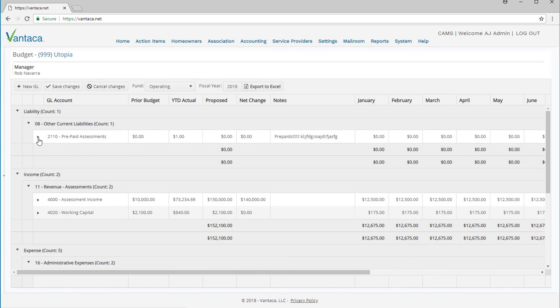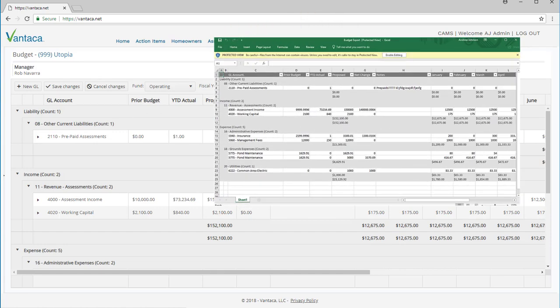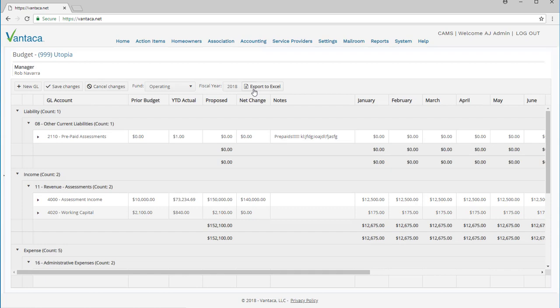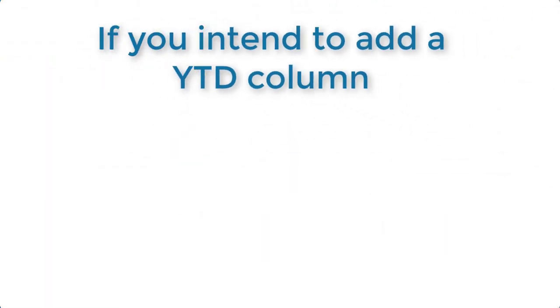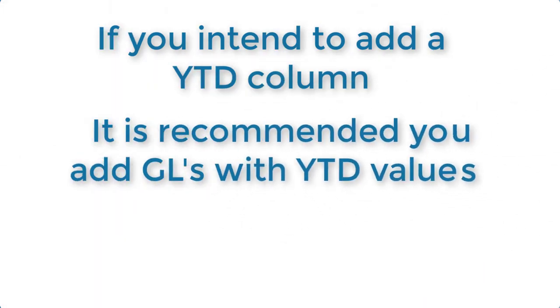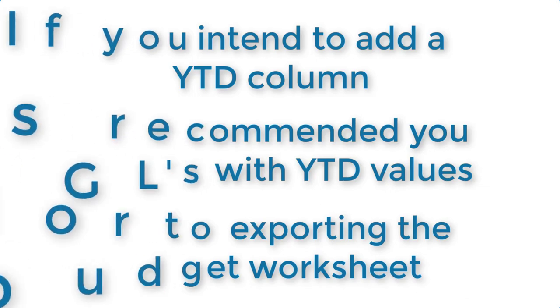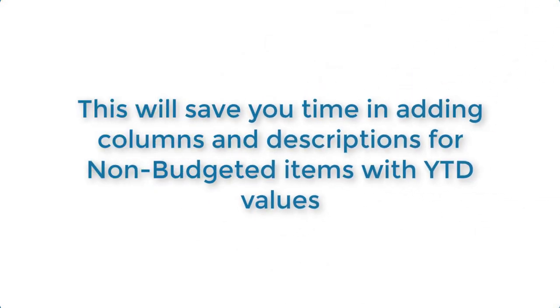If you prefer to use formulas while completing your new budget, you can export the budget worksheet by selecting Export to Excel. Keeping this format for completing your budget in Excel is CAMS' preference for the importing process. If you intend to add a year-to-date column to your Excel budget, it is recommended you add the GLs that have year-to-date values on your income statement prior to exporting the budget worksheet. This will save you time in adding columns and descriptions for non-budgeted items with year-to-date values.